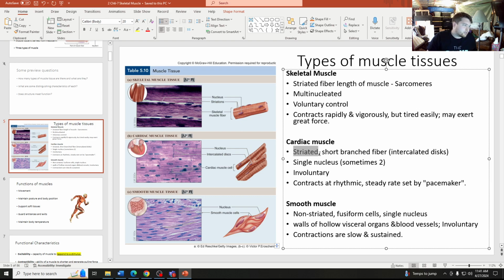The next type of muscle is cardiac muscle. These are also striated, so that's something in common: skeletal muscle and cardiac muscle are both striated, whereas smooth muscle is non-striated. Again, cardiac muscle is the heart muscle.